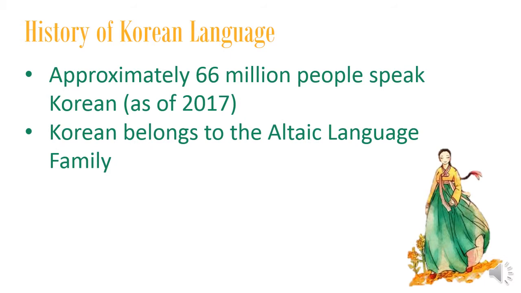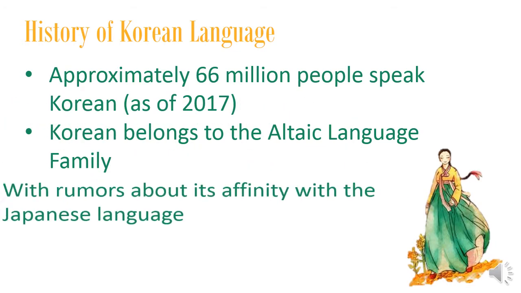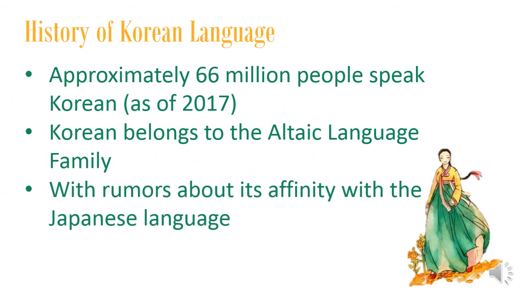Korean belongs to the Altaic family of languages with Turkic, Mongolian, and Tungusic languages. There are some rumors about its affinity with the Japanese language because these two languages are closer to one another. They have similarities in grammatical categories and word formational characteristics.